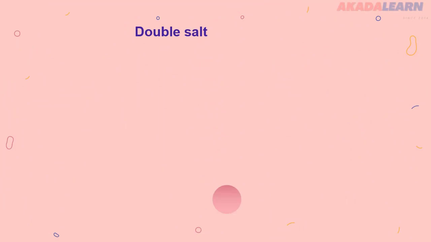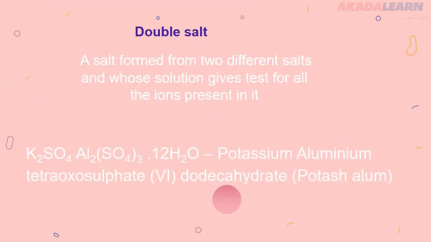Double salt. A salt formed from two different salts whose solution gives test for all the ions present in it. You can see on the slide there the equation for the potassium aluminium sulfate dodecahydrate, which is also shortly called potash alum.